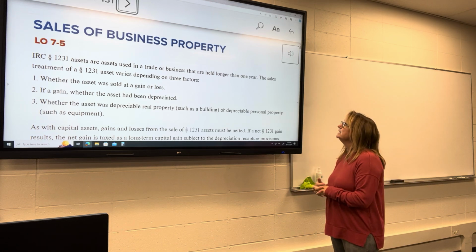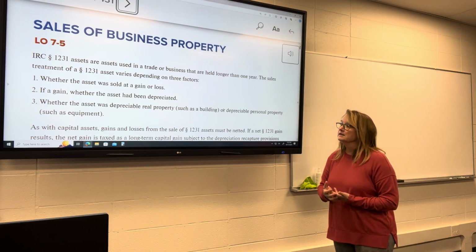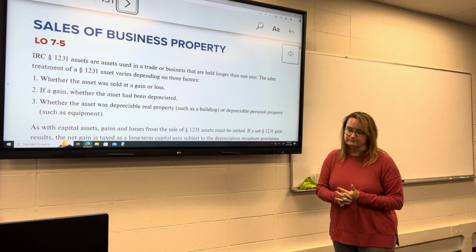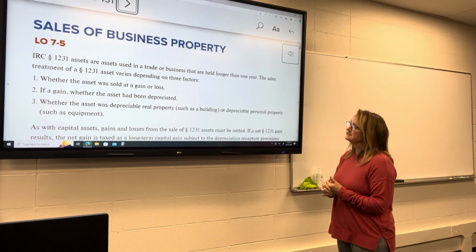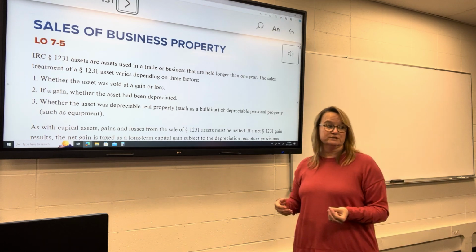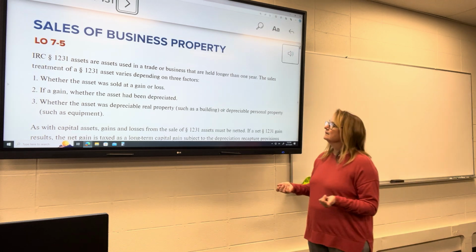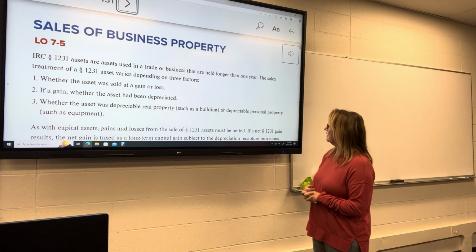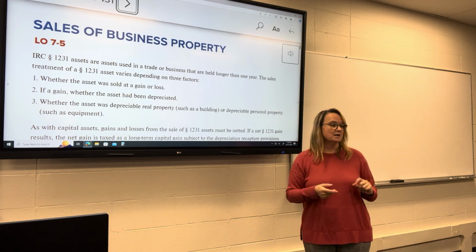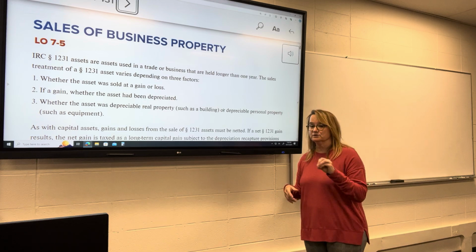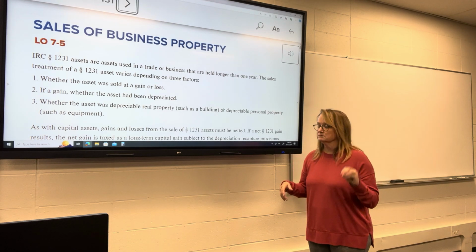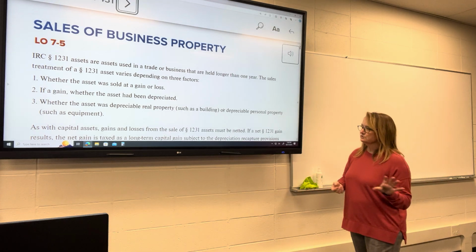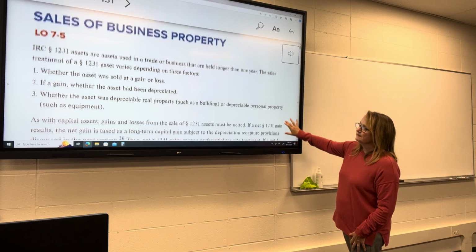Again, how we treat the sale depends on whether the asset was sold at a gain or a loss. If it was a gain, it depends on whether or not the item was depreciated, and whether the asset was depreciable real property or depreciable personal property. So again, there's a distinction between that. Real property is real estate, buildings, that sort of thing. Personal property is pretty much everything else: equipment, autos, furniture, furnishings, that kind of thing.